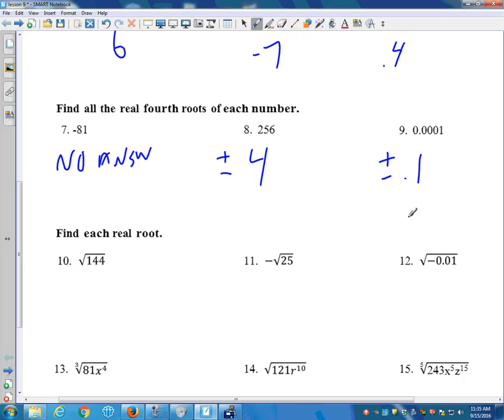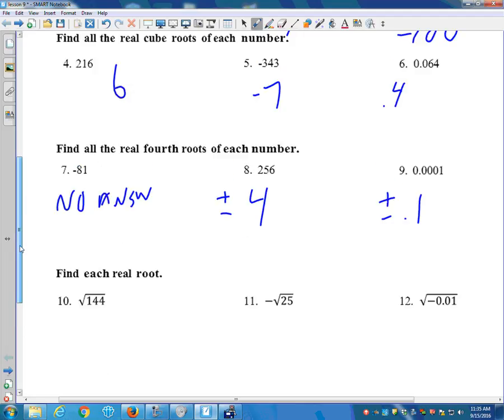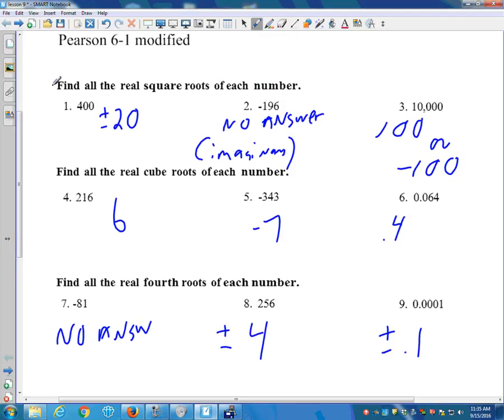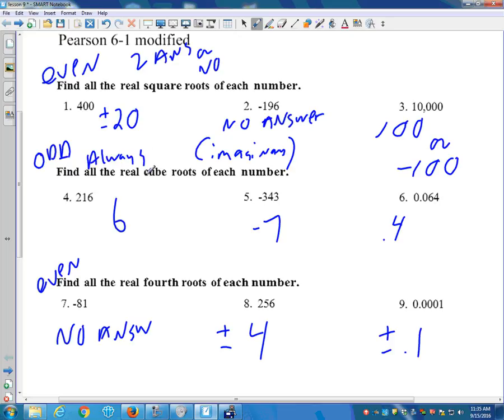Positive or negative 0.1. Okay, so just to recap what Tristan and I were talking about here. If it's even roots, you can have two answers or maybe no answer. If it's odd, you will always get an answer, whether it's positive or negative.